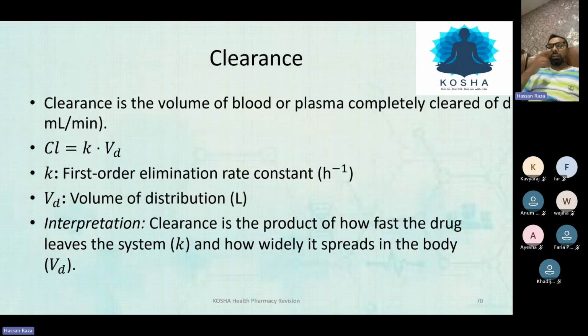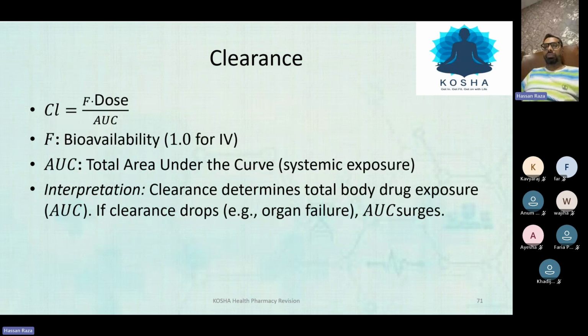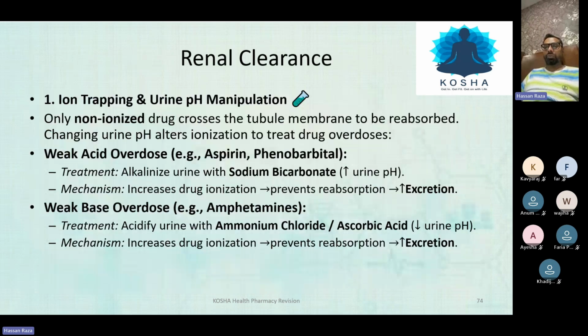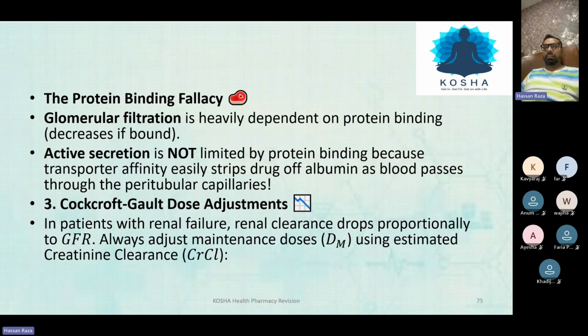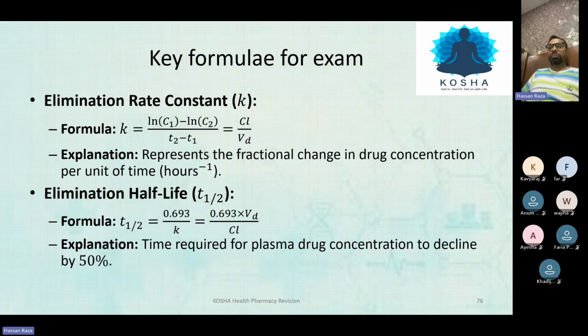I'm skipping. Okay. Now the last part of this, then we will go to the calculation. Clearance, I have already told you, is basically the volume of blood that gets cleared of the drug, and it depends upon the volume of distribution and the elimination rate constant. And there is another formula of clearance as well. I think we should move to our formulas now, and then we will see some numericals.